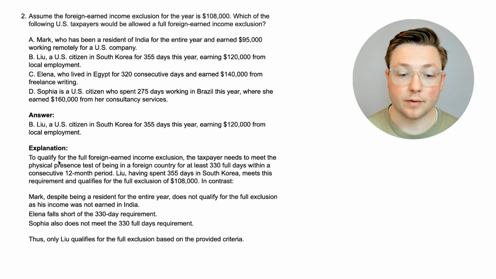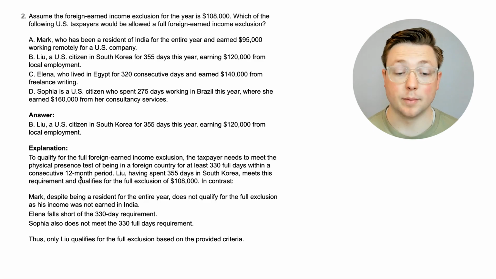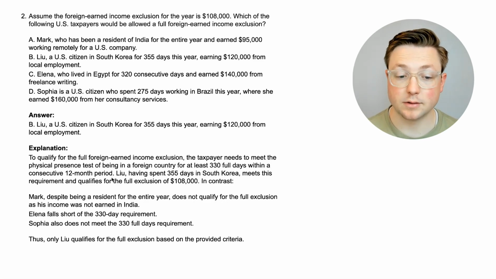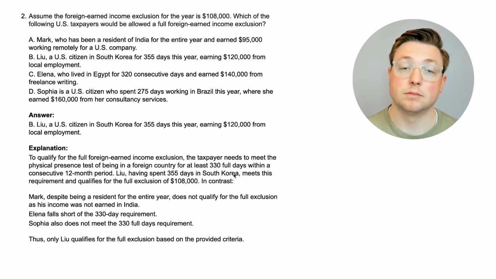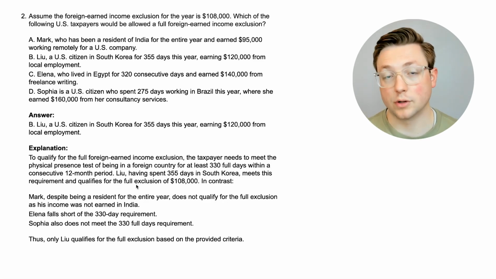To qualify for the full foreign earned income exclusion, the taxpayer needs to meet the physical presence test of being in a foreign country for at least 330 full days within a consecutive 12-month period. Okay, so apparently the physical presence test is how you qualify for the full foreign income exclusion. And so you have to be there at least 330 days during a consecutive 12-month period. So since he was there for 355 days, he qualifies, and so he can take the full exclusion.